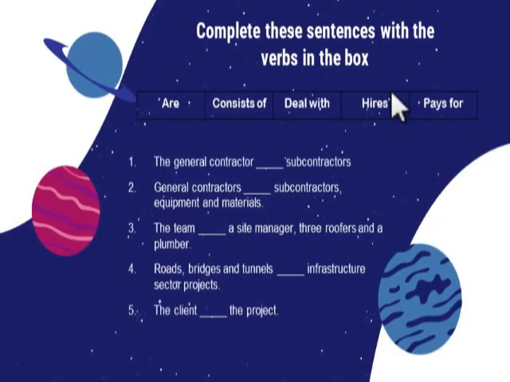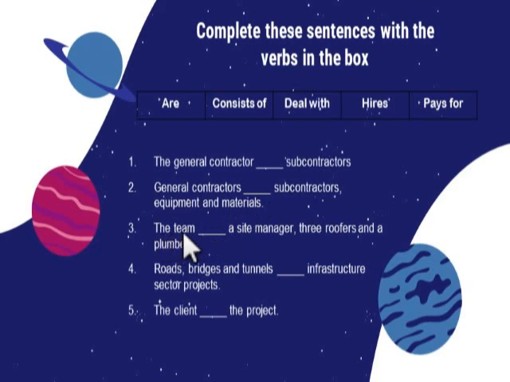And the next exercise, I have provided this exercise that you can see in the book. Complete these sentences with the verbs in the box: are, consists of, deal with, hires, and pays for. So you can fill those verbs into these sentences. Number one, the general contractor, blah blah blah, subcontractor. So what is the best verb to fill here? And then the second one, the general contractor, blah blah blah, subcontractor, equipment, and material. So what is the best verb for this one?